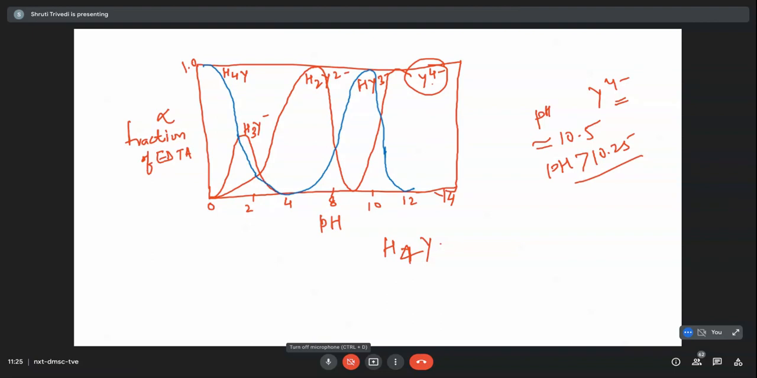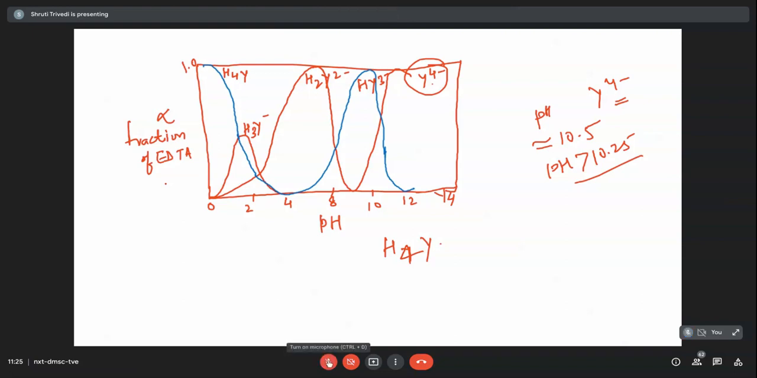Fraction is percentage. What do you mean by fraction? Yes, in any solution, suppose you have dissolved EDTA, right? If you have dissolved EDTA in water or whatever solvent you want, and you're looking at what fraction of this EDTA, suppose if fraction is 1, that means 100% that species is present. That means how much contribution of each species is there in a particular solution at a particular pH. That's all, nothing more than that. Is it clear to you?